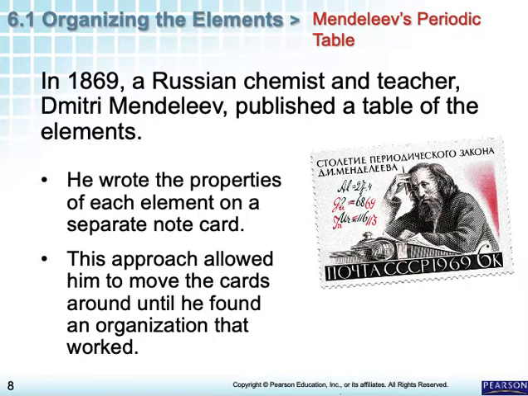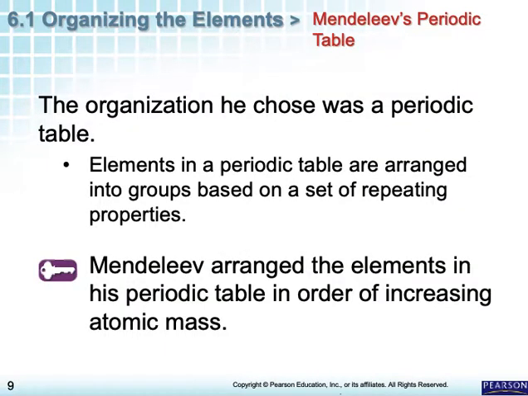So he wrote the properties on a card, and that way he could move the cards around and try to arrange them in such a way that made sense. And in fact, you're going to do a lab like this, so it'll be kind of interesting. This organization he chose was a periodic table. The elements in the periodic table are arranged into groups based on their repeating properties. So that's one thing you're going to do.